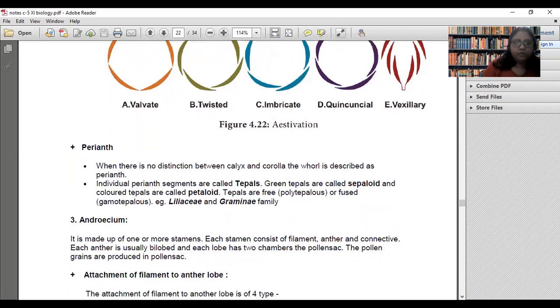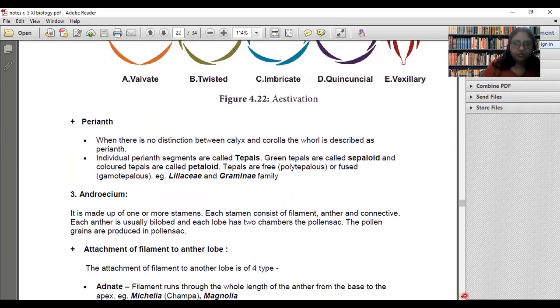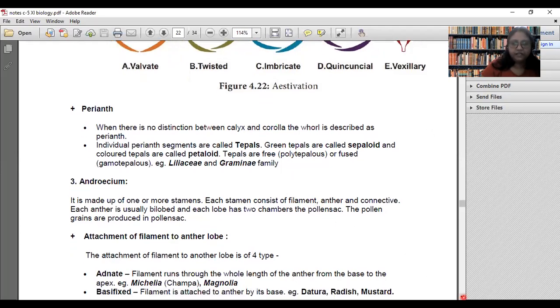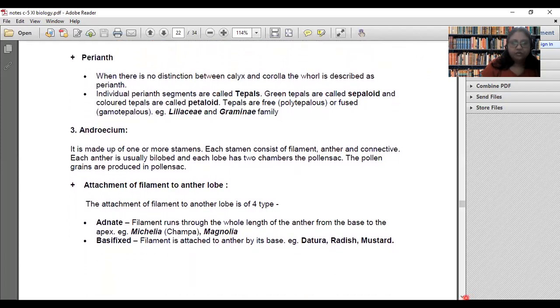Now we will talk about the androecium. Androecium is made up of one or more stamens, depending on flower to flower. In each stamen there is filament and anther. This part is already said by me, that it has filament and anther. Now, depending on the attachment of filament to the anther lobe, we can talk about it.